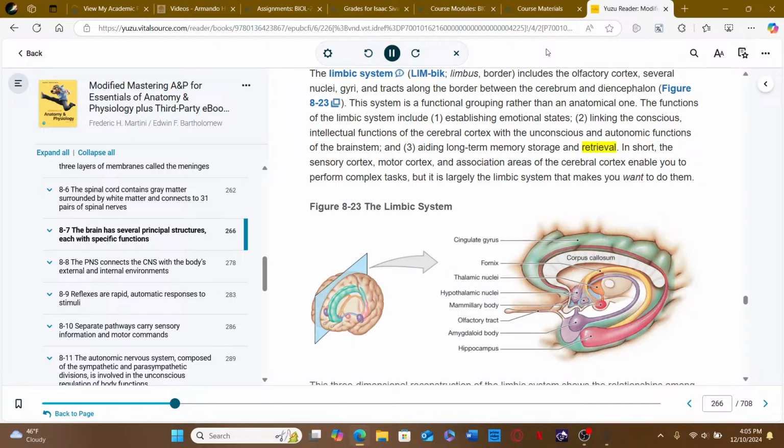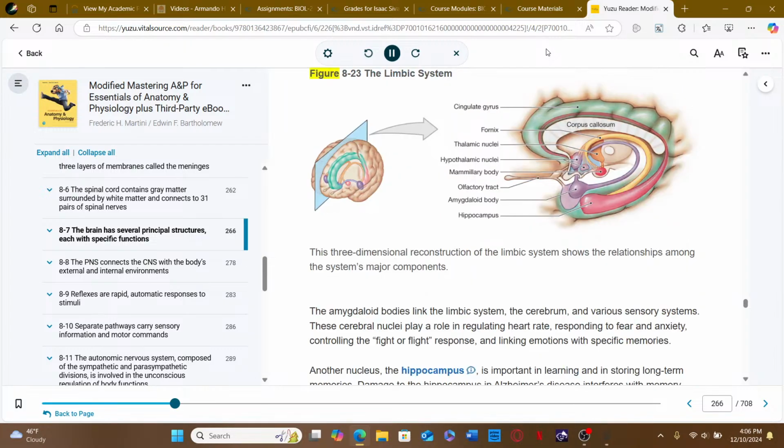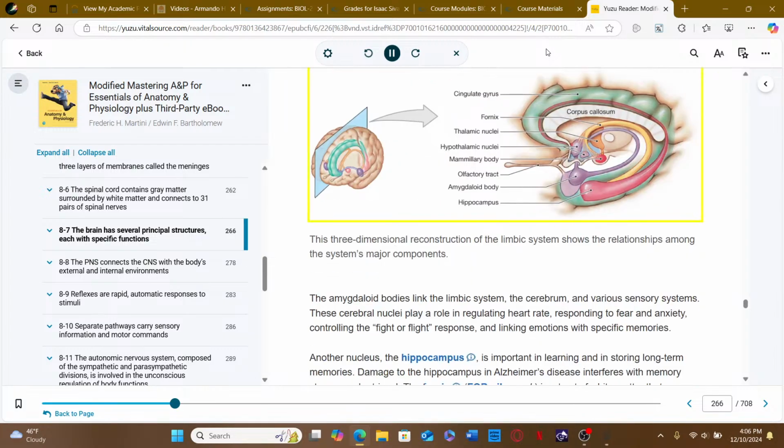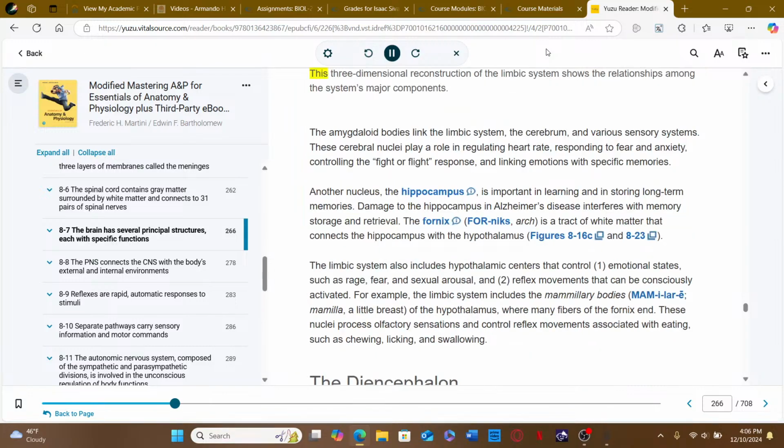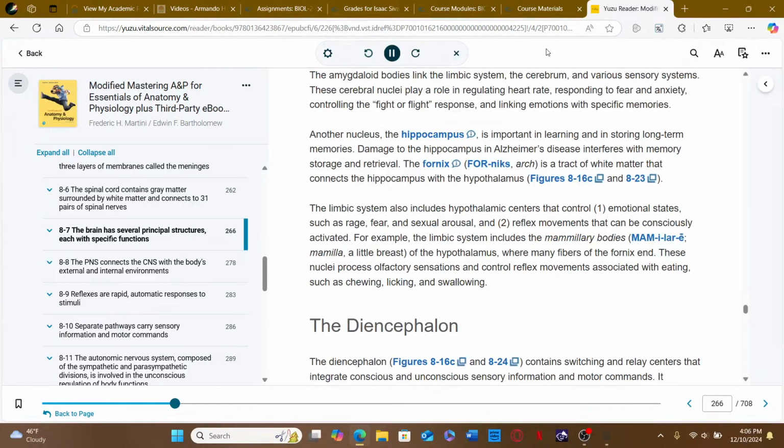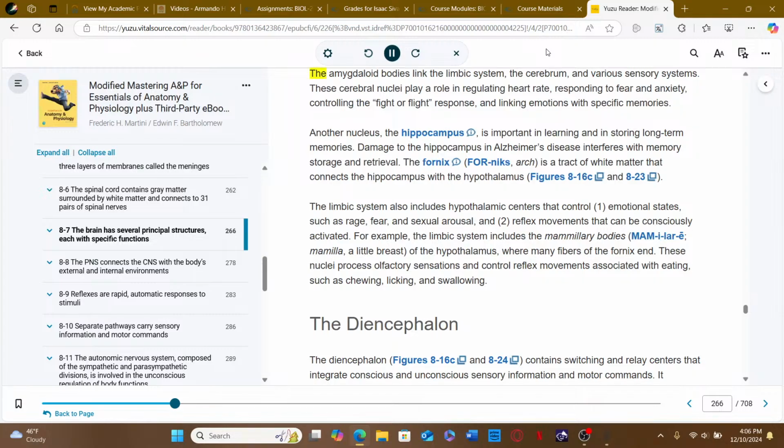In short, the sensory cortex, motor cortex, and association areas of the cerebral cortex enable you to perform complex tasks, but it is largely the limbic system that makes you want to do them. Figure 8-23. The limbic system. The relationship among the limbic system's major components. This three-dimensional reconstruction of the limbic system shows the relationships among the system's major components. Figure 8-23. Full alternative text.